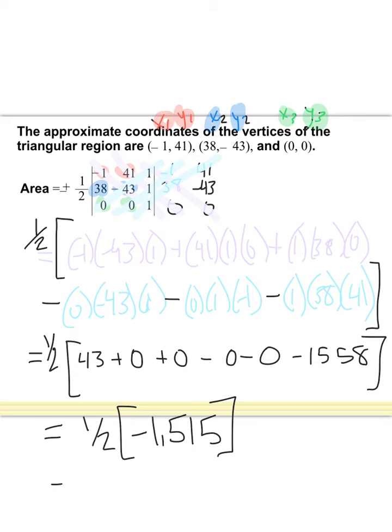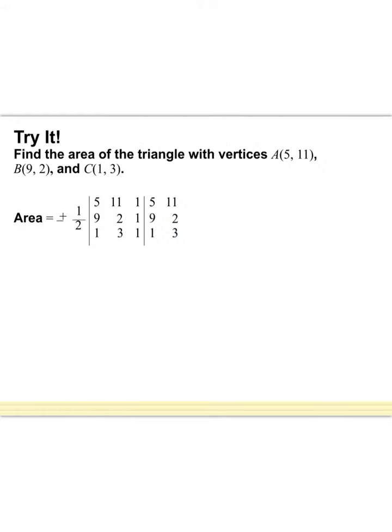Now we need to decide if we want our 1/2 to be positive or negative. Well, we want a positive answer, so we need to multiply by a -1/2, and we get 757.5. So the area of that triangle is about 758 miles squared.